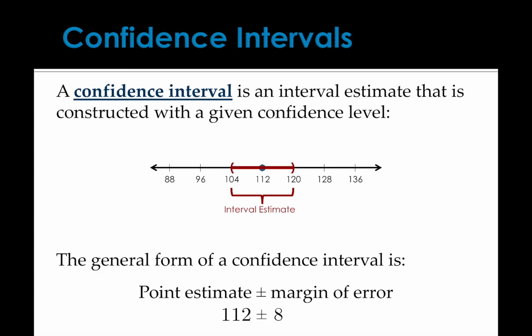So we did 112 plus 8 to get 120, 112 minus 8 to get 104. Okay, so the point estimate is pretty easy. That's just the sample mean in this case, but the margin of error is going to be the tricky bit to figure out. How do we figure out what that margin of error would be so that I'd be able to say I'm 95% confident or I'm 99% confident or however confident we want to be?